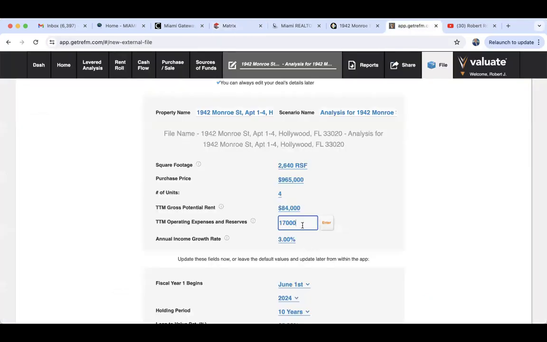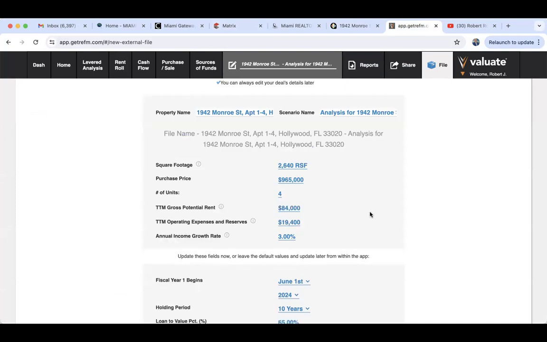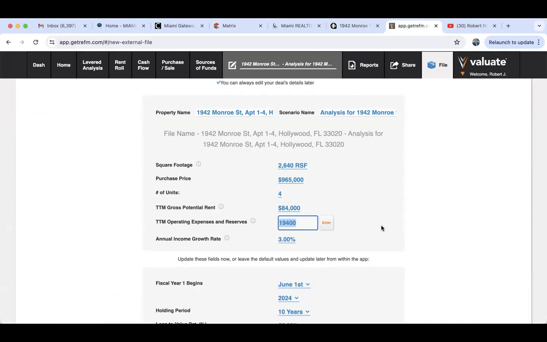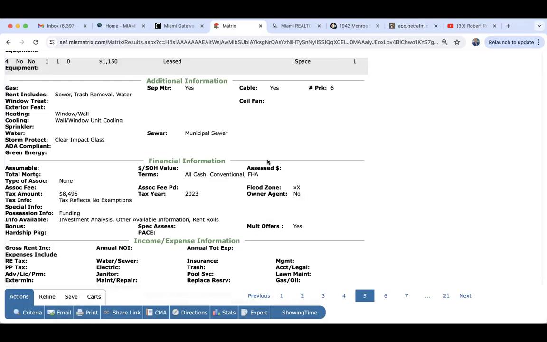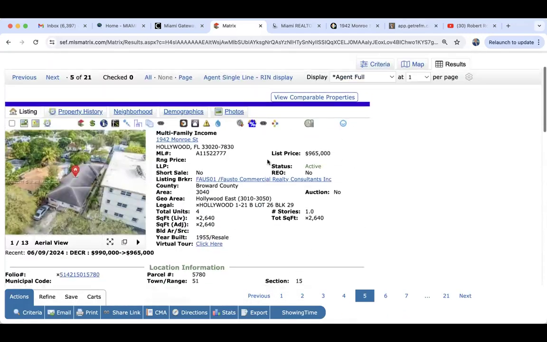Going back over here, we're going to add another $2,400, giving us now a total of $19,400. So now we have water included, trash removal, and sewer, that's part of water. Let's go with an additional $2,000, bringing us now to a total of $21,400. These are all estimates, guys. Of course, you would have to ask the realtor if the owner of the property has financials.